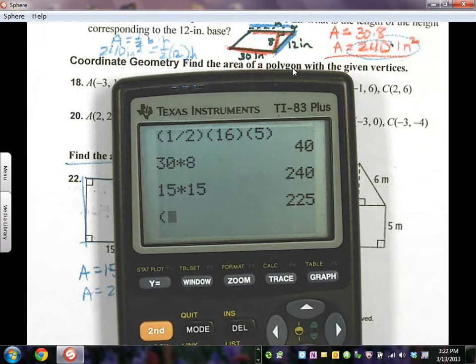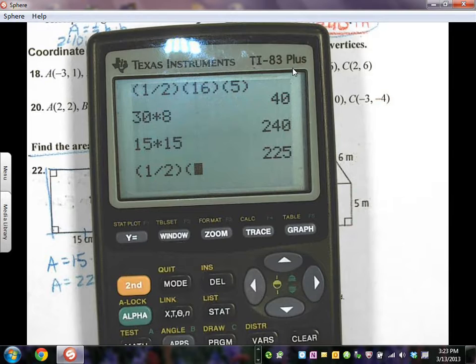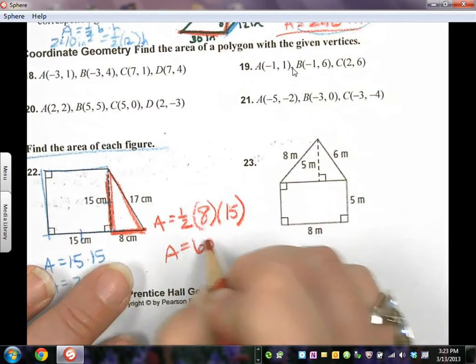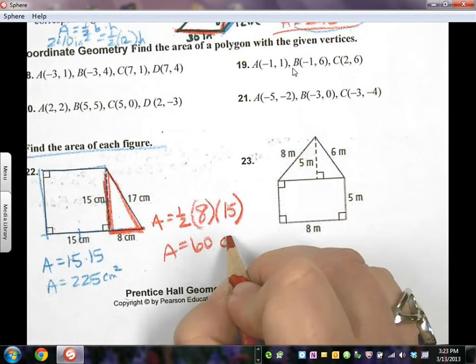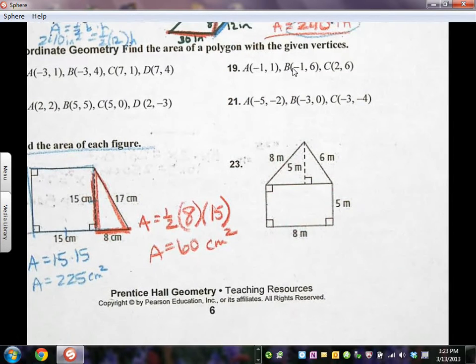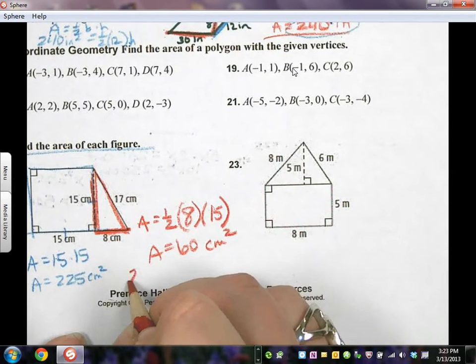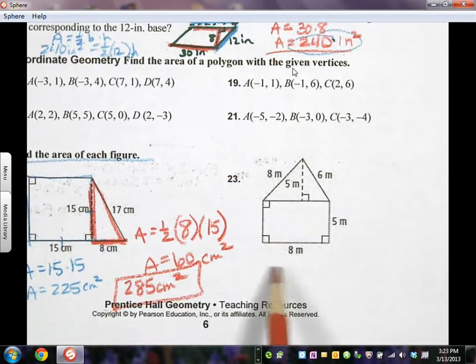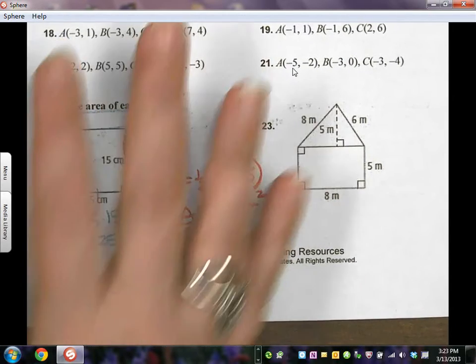Let's put that all in the calculator again. Remember to close your parentheses. 1/2, and I think it was 8 times 15. 8 times 15, and that is 60. So I know this area is 60. So I add them together, and that's centimeters squared. 60 plus 225 is 285. And that's the area for the whole shape. See what you can do with 23. Let's go back up here to 18.